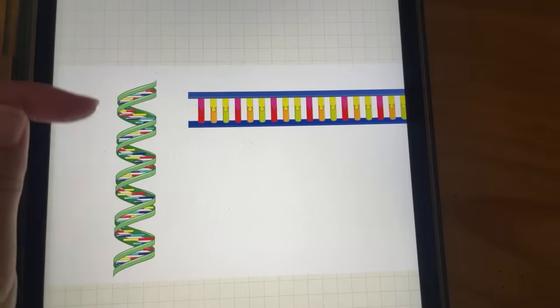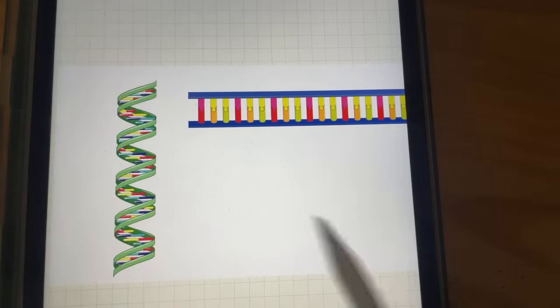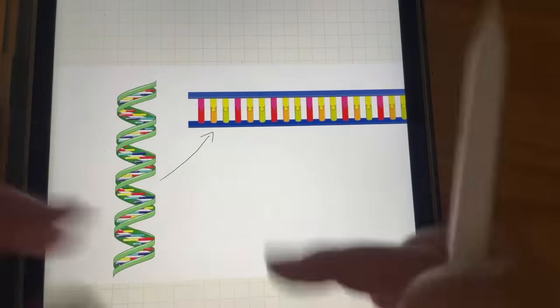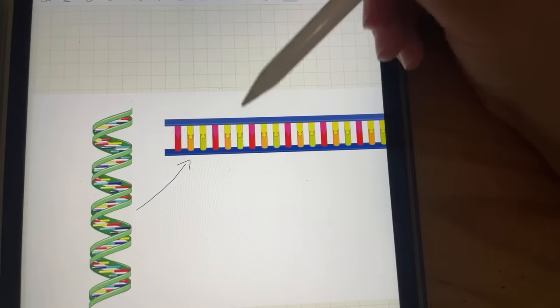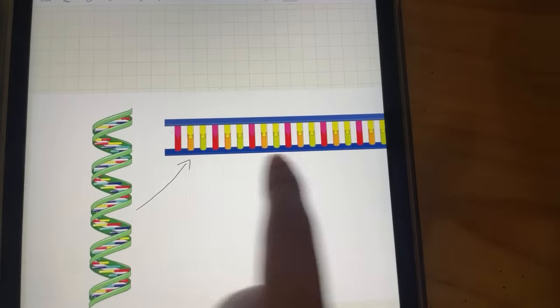So this is my strand of DNA over here. It is a double helix. It's still wound up. But what we've done here is we have flattened it out. So we've taken this and we flattened it so it's not curved around itself. And now we get this ladder appearance. Now, this is what DNA will look like if we stretch it out.